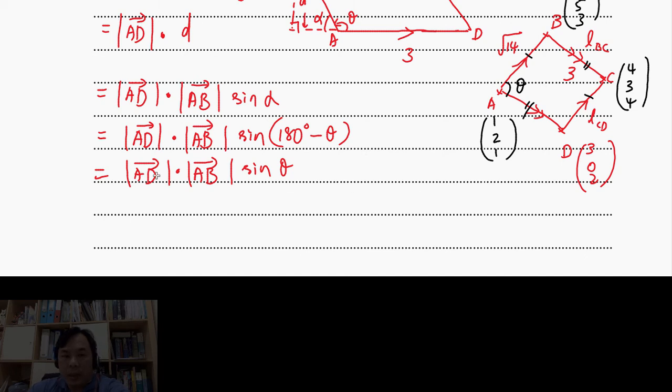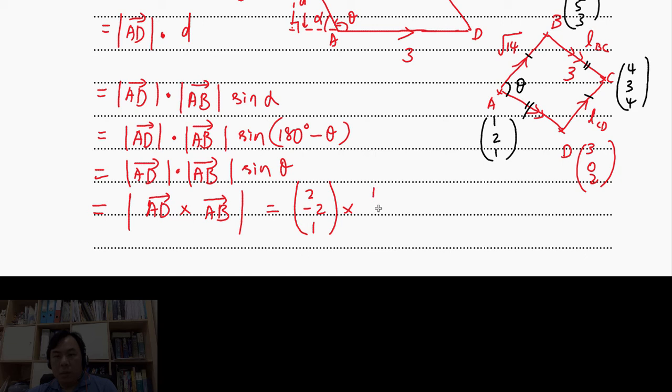All right. And then this is exactly the same as the magnitude of the vector product between AD and AB. That will be the vector product. So the vector product for this would be AD. Let's look at AD. AD is 2, negative 2, 1 cross product with AB. AB is 1, 3, 2.